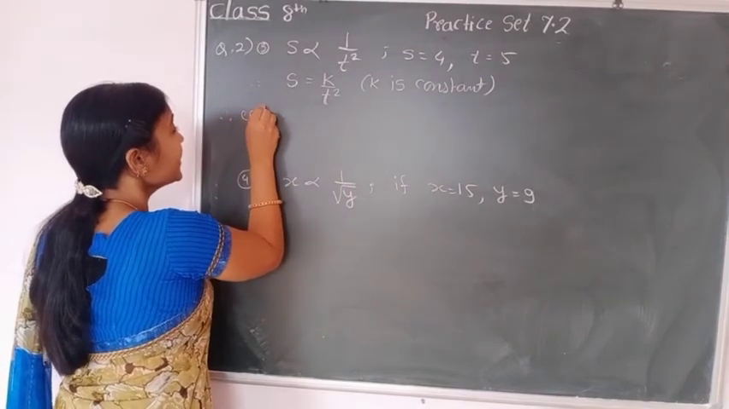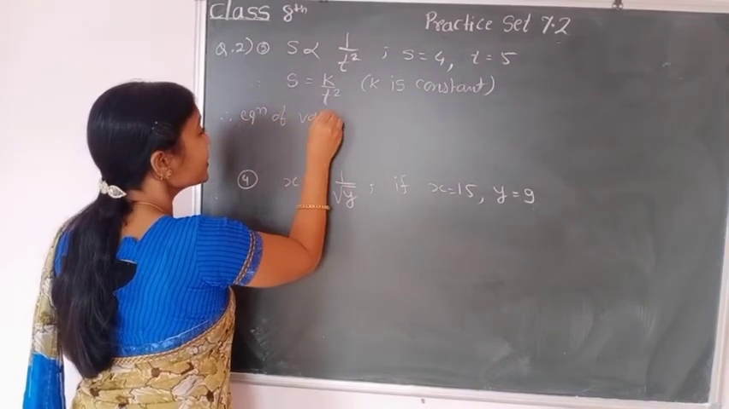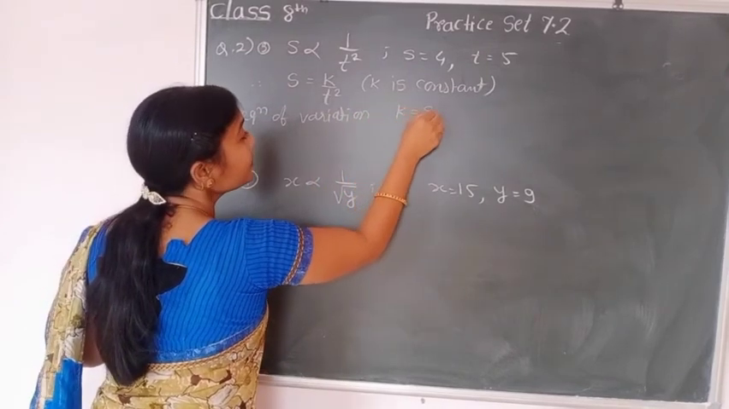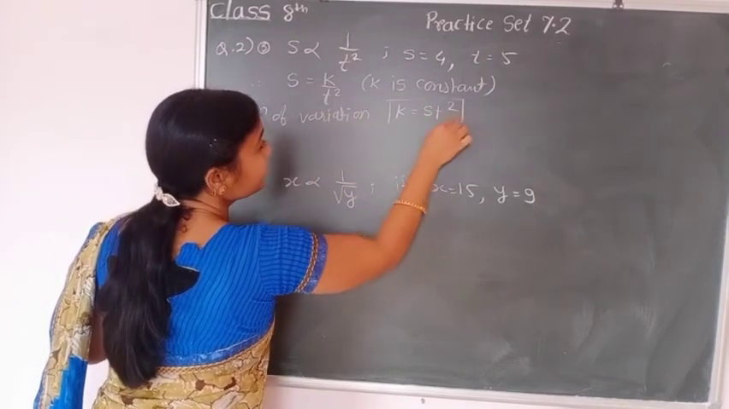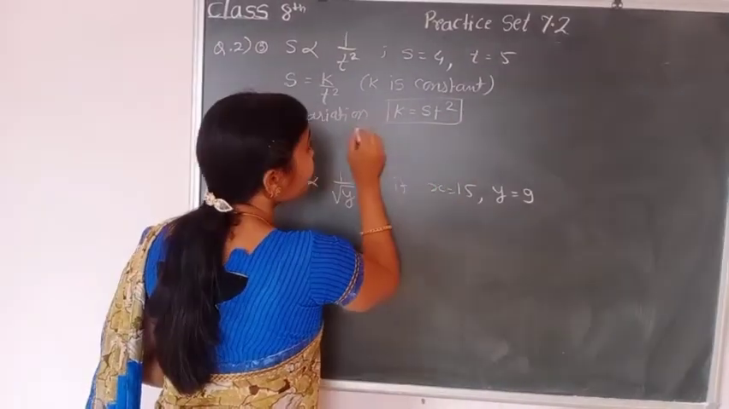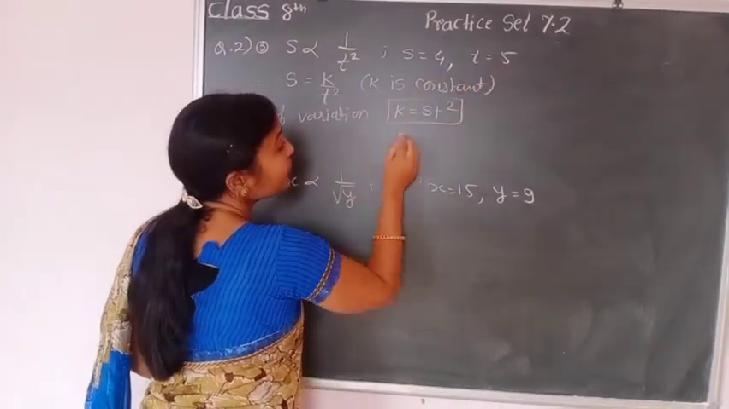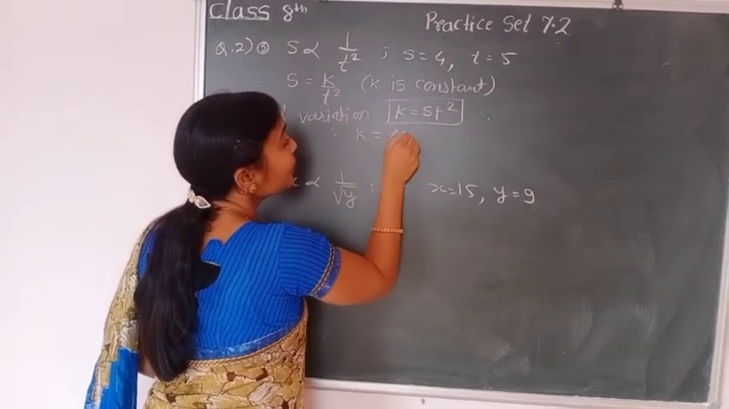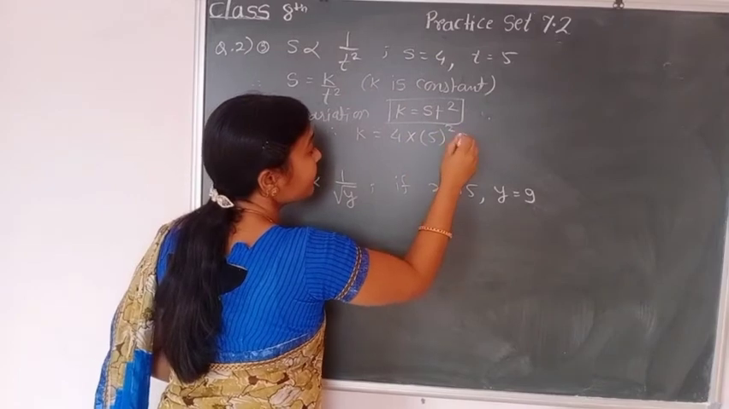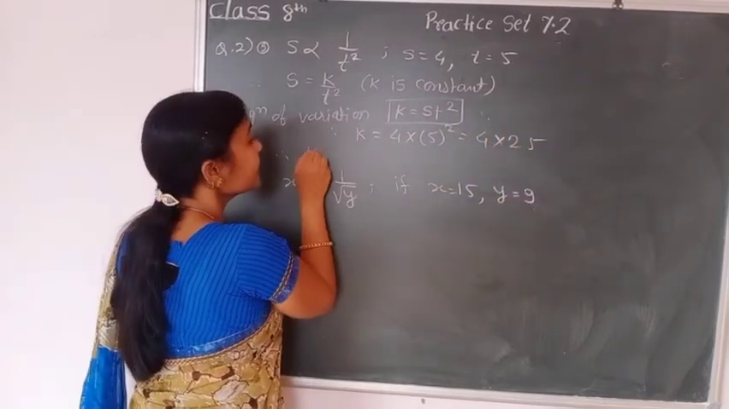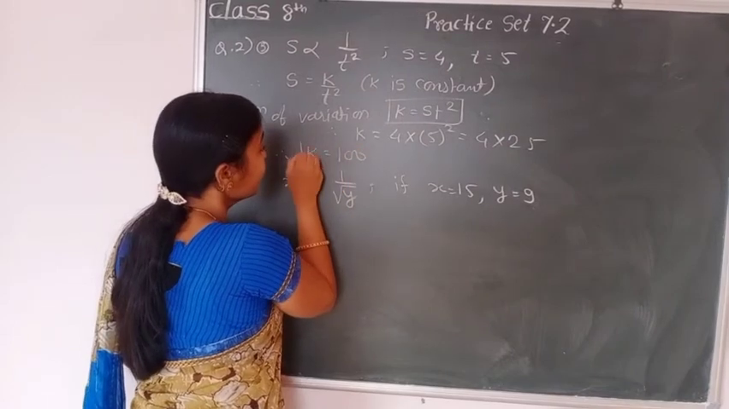Therefore, the equation of variation is K is equal to ST square. Now we find out the K. Put S is equal to 4 and T is equal to 5. Therefore, K is equal to 4 into 5 square. That means 4 into 25. That means K is equal to 100.